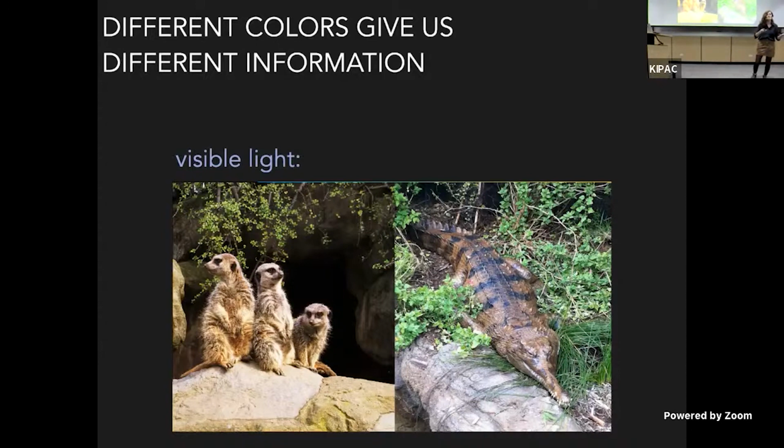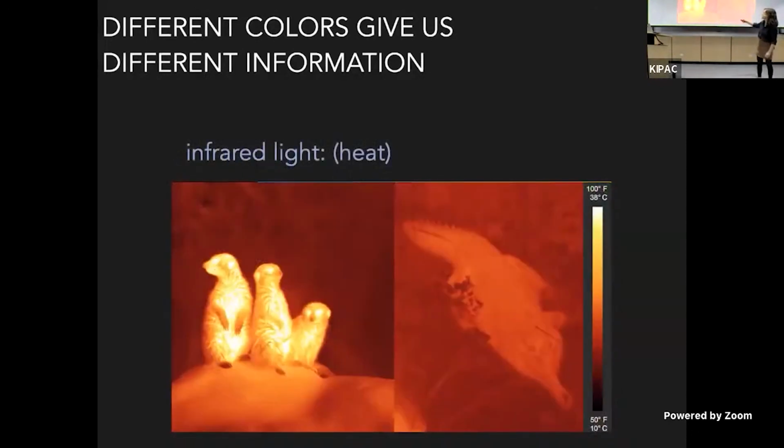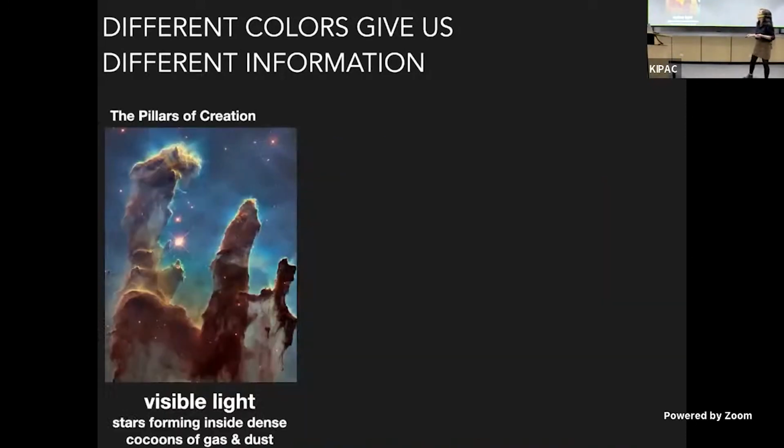If you instead take a picture of these same animals in infrared light, which is what we humans sense as heat, the picture looks really different. All of a sudden, you can see that these little guys are glowing, and this guy is not, because he's cold blooded, right? So you're getting information by looking in a different part of the electromagnetic spectrum. And the same thing is true with galaxies.